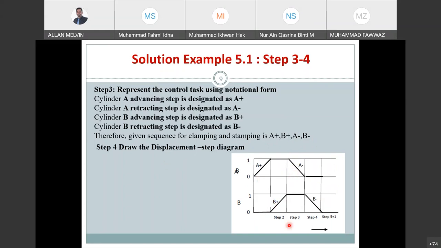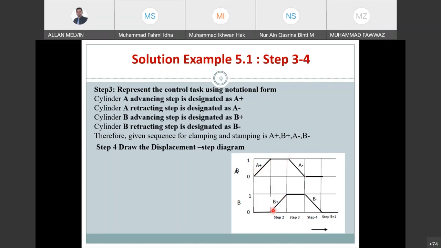If you don't know how to draw the displacement step diagram, you go to chapter 4. I think we have studied that. You cannot have both at the same time, unless you have a special kind of controller running simultaneously. Usually it is one after one. Okay, so cylinder A starts from step 1. Step one is A plus. A plus, then it maintains. Make sure this is a thicker line. Okay, thick line. So A plus, then it maintains.